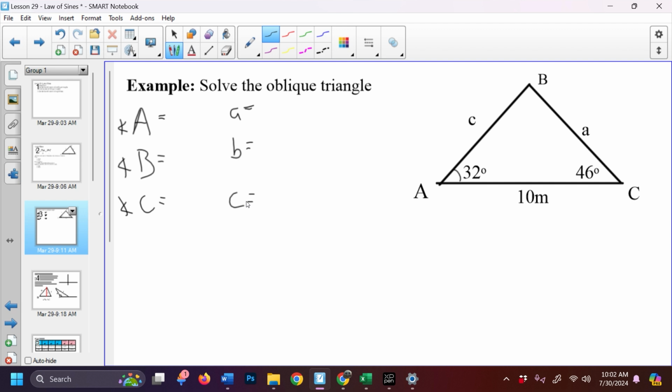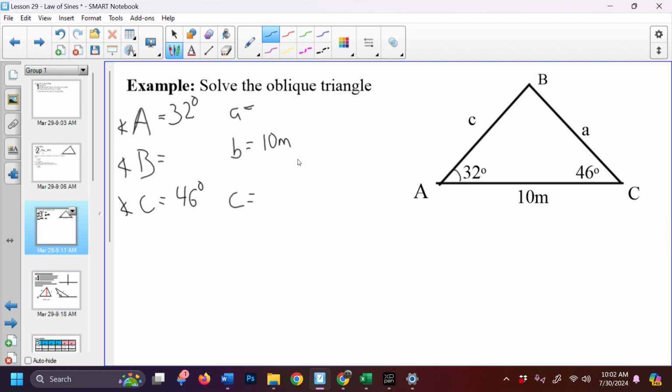Now, we're given some of these things already to start. Angle A is 32 degrees. Angle C is 46 degrees, so we'll put 46 degrees there. Angle B, we don't know, but we're going to calculate that fairly quickly. That'll be the first thing that we do. But we do know side little b, and that is just going to be 10. Since they give the units as meters, we will add meters. So we need to solve all of these parts.